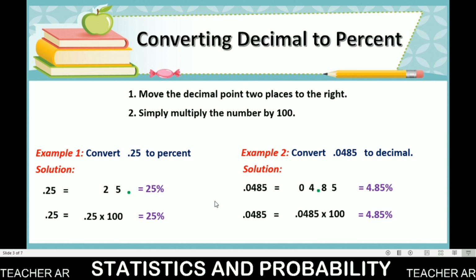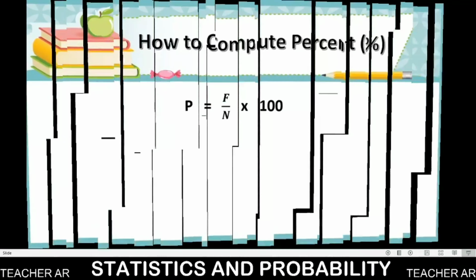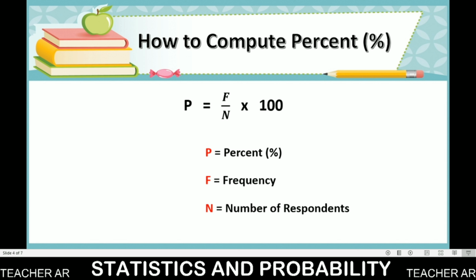Now, in the tabulation and computation part of our thesis, it is important to know how to compute the percent. And this is the formula in computing the percent. P is equal to F over N times 100, in which P is our percent, F stands for the frequency, and N stands for the number of respondents. So let us now apply this formula in computing the weighted mean.